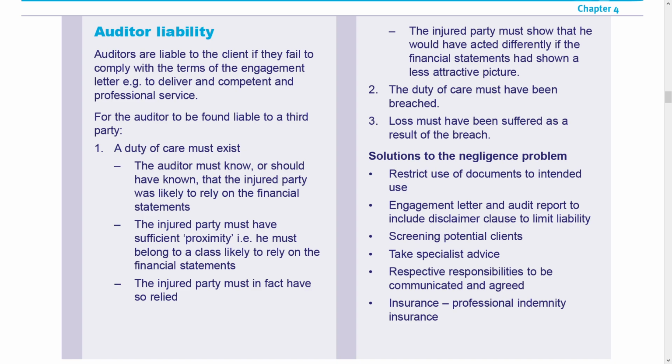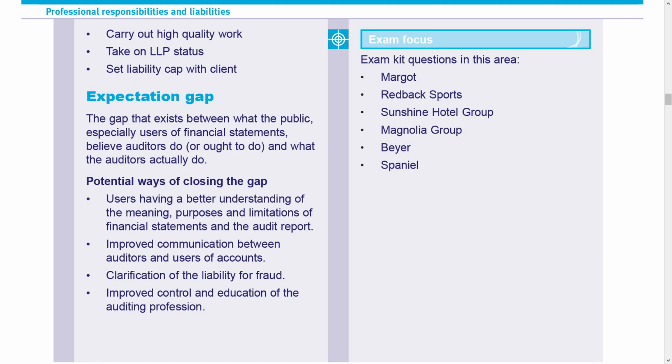Then taking specialized advice. You have to take specialized advice so that you can reduce the auditor's liability. Respective responsibilities to be communicated and agreed. And then insurance, professional indemnity insurance. Carry out high quality work, which will reduce our liability. Then take on LLP status. Then set a liability cap with the client, that this is your liability, and beyond this you are not liable. That is known as a liability cap.